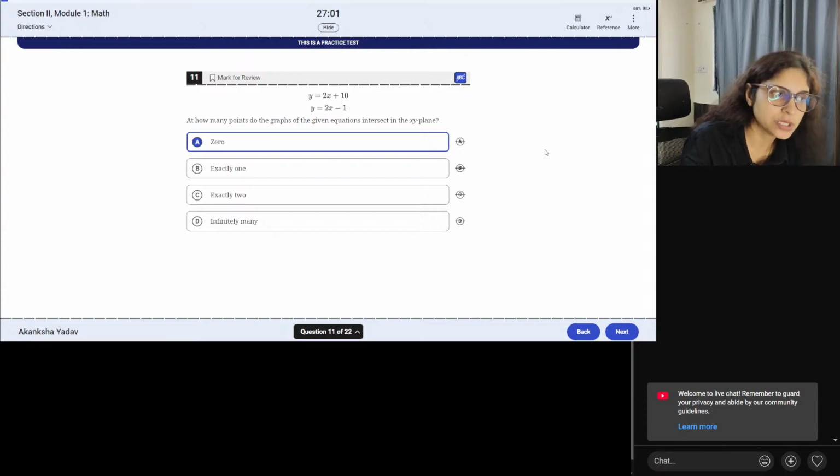If you wanted exactly one solution, slopes should be different. So if you had y is equal to 3x plus 10 and y is equal to 2x minus 1, there will be a solution. And for infinitely many, both slopes and y-intercept should be same. That should be the exactly same equation. Y equals 2x plus 10, y is equal to 2x plus 10. That would have given you infinitely many solutions. For this case, it is 0.